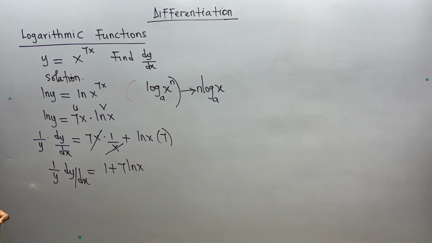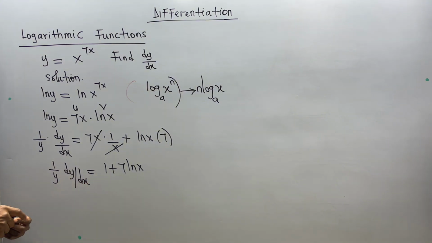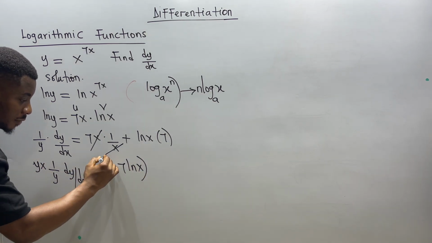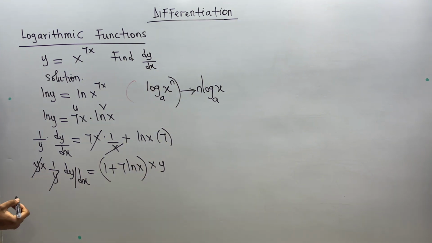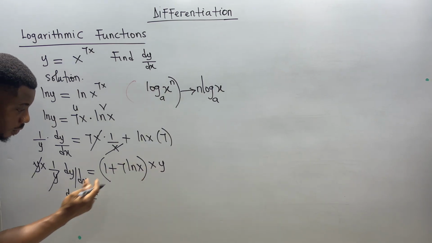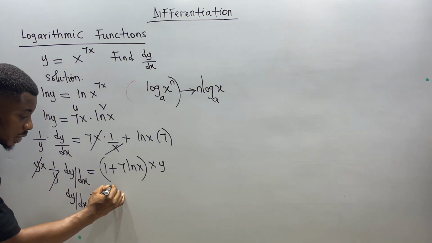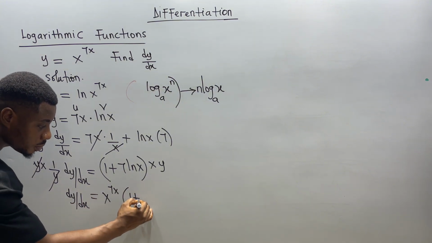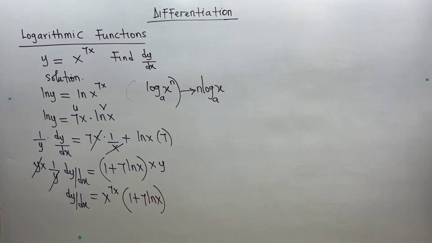Now, remember, at this point, we have not obtained the value for dy over dx yet. We have to make dy over dx subject of the equation. How do we do that? If I want to make dy over dx subject of the equation, I can multiply both sides by y. So we have y multiplied by this, and we have this side multiplied by y as well. y can cancel out y here, so that dy over dx becomes equal to y. Remember, from our question, y is x raised to the power 7x. So we have x to the power of 7x into 1 plus 7 ln x. This becomes the solution.